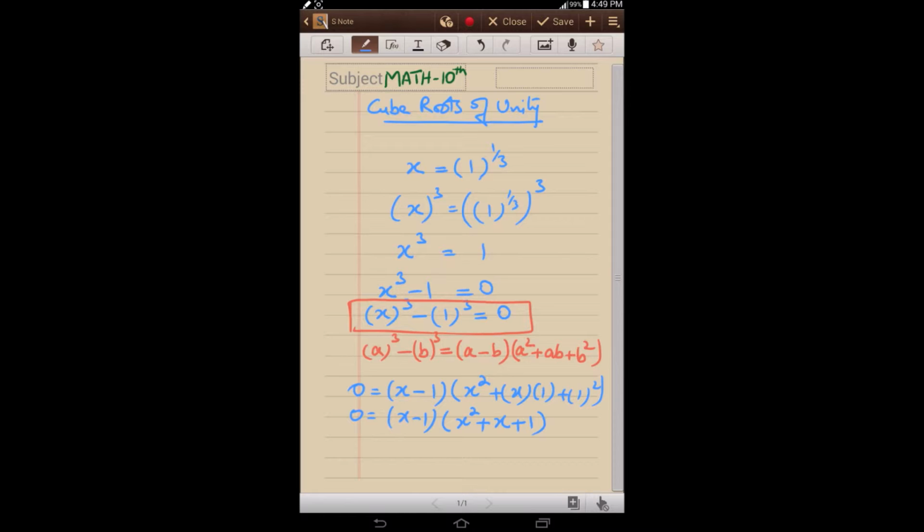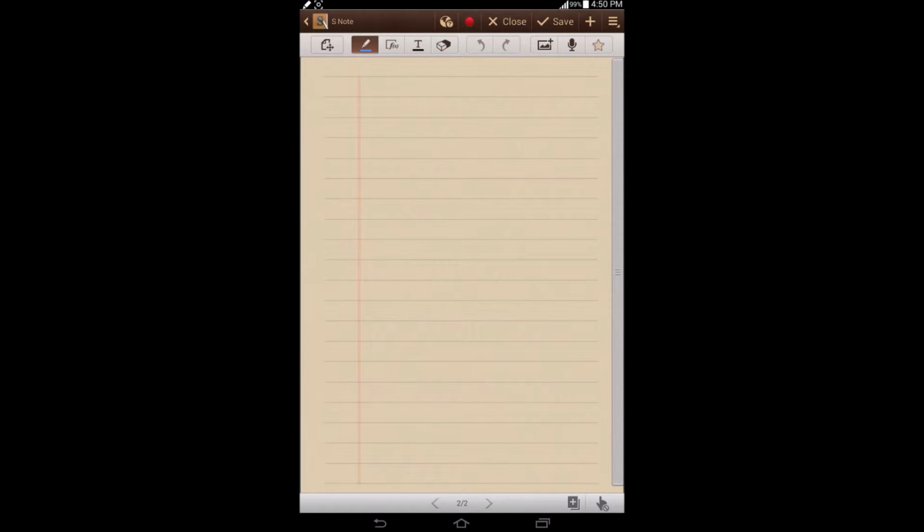So if x minus 1 into x square plus x plus 1 is equal to 0, what does it mean? It means either x minus 1 is equal to 0 or x square plus x plus 1 is equal to 0. x minus 1 is equal to 0 means x is equal to 1. Now we will solve the other part. x square plus x plus 1 is equal to 0.